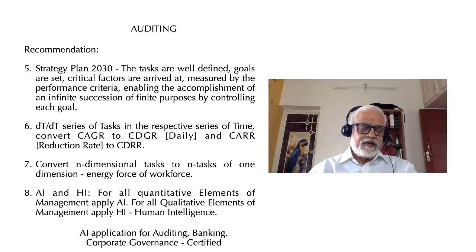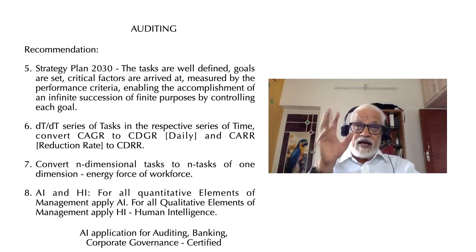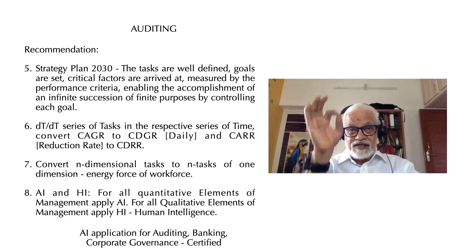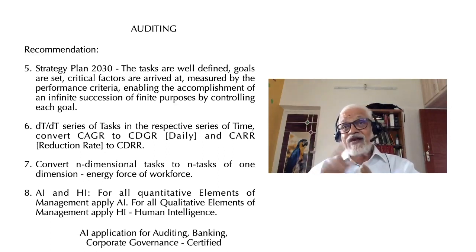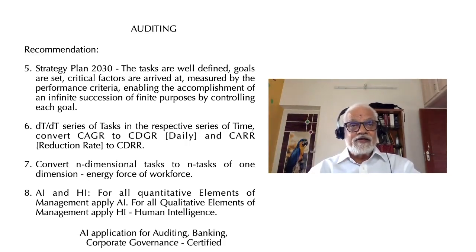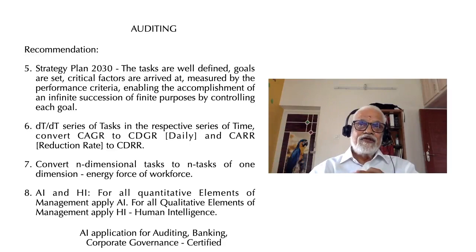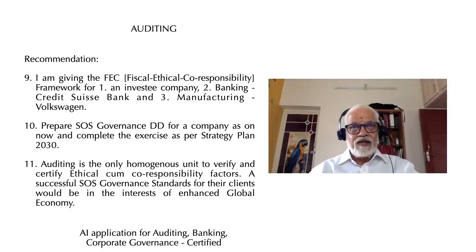This is number 8, recommendation AI and HI. For all quantitative elements of management, apply AI, artificial intelligence. That's what he said about the infinite succession of finite purposes. For all qualitative elements of management, apply HI, human intelligence. So AI and HI will go together, but it has a distinct methodology of approach. Number 9.